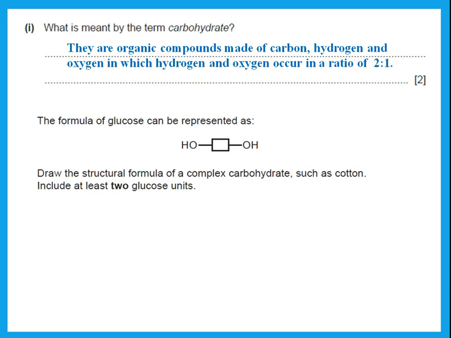Now, the formula of glucose can be represented as this. He says, draw the structural formula of a complex carbohydrate. Remember that complex carbohydrates or starch are drawn like this. If he says draw starch or draw complex carbohydrate, that is what you draw. O box O box O. And this is repeated n times.